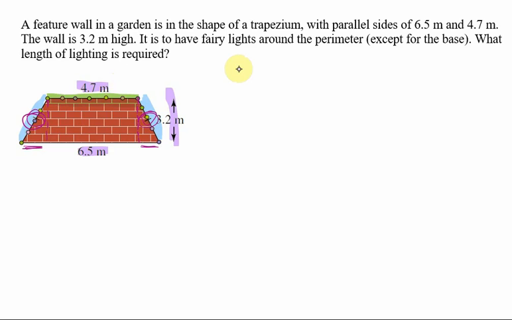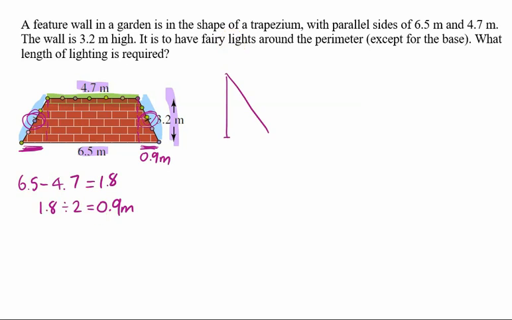So our first calculation was 6.5 minus the 4.7, that gave us 1.8. Then we take that 1.8, we divide it by 2 for those two little equal short sides. And so each one is 0.9 metres long. And now that we know that, we can probably draw another sketch of this little triangle on the side so we can see it clearer. So that's the little triangle formed on the sides of the trapezium.